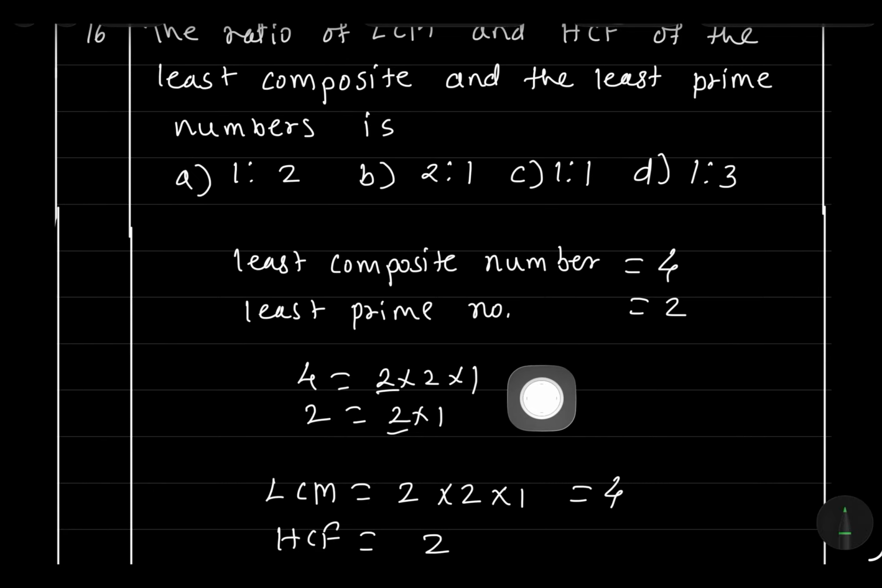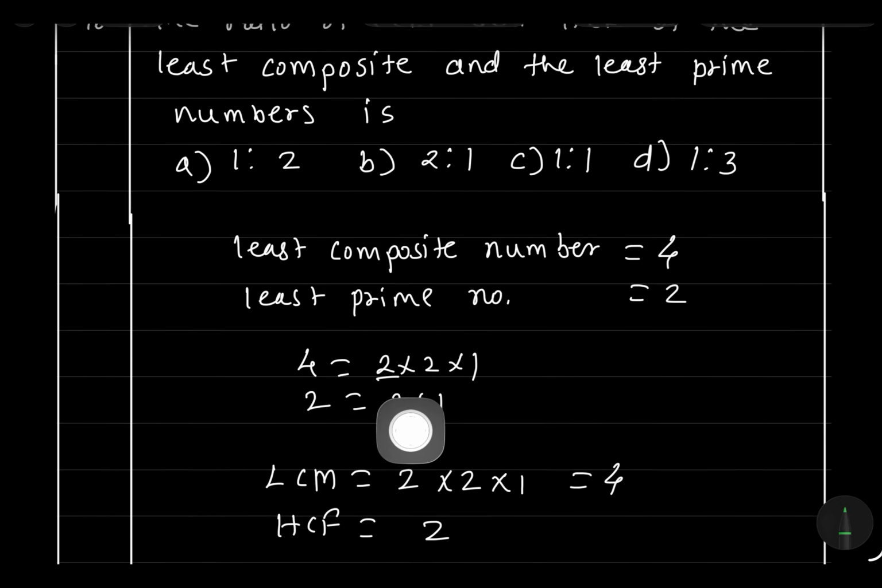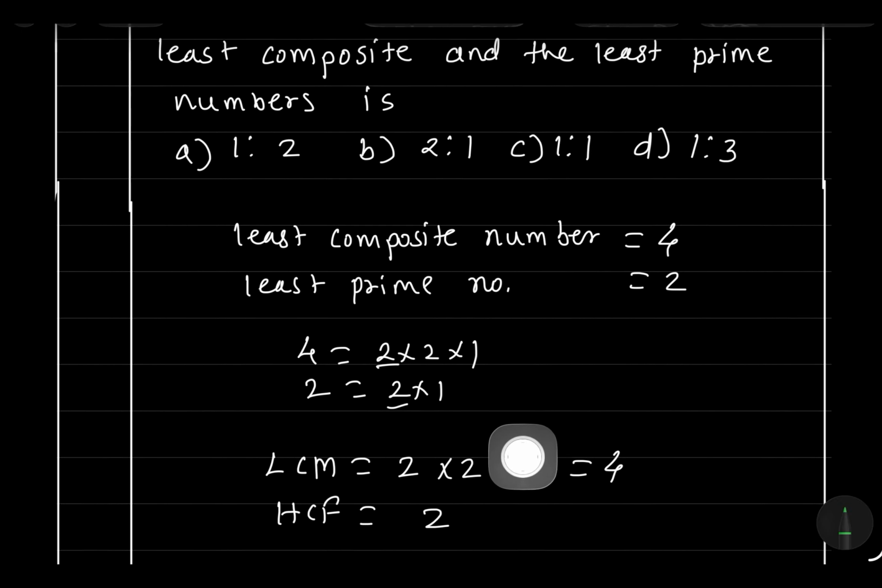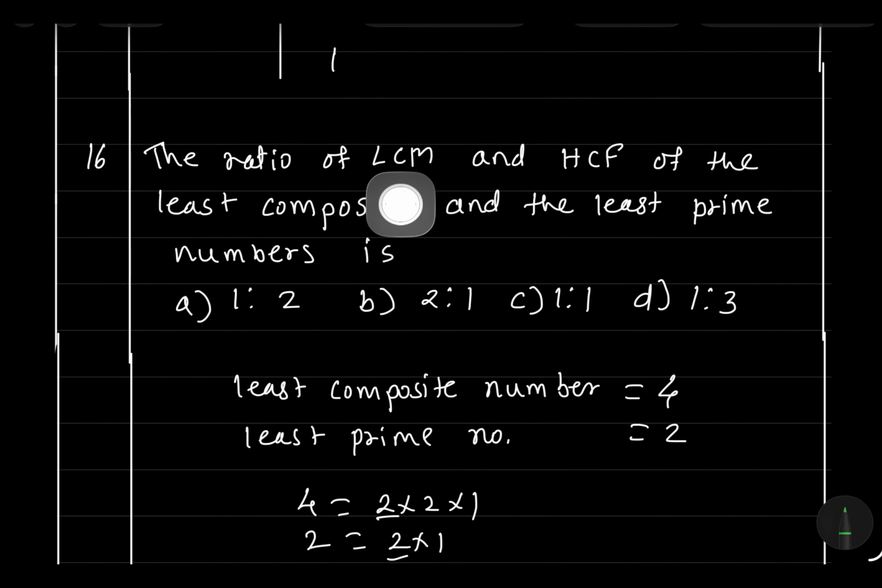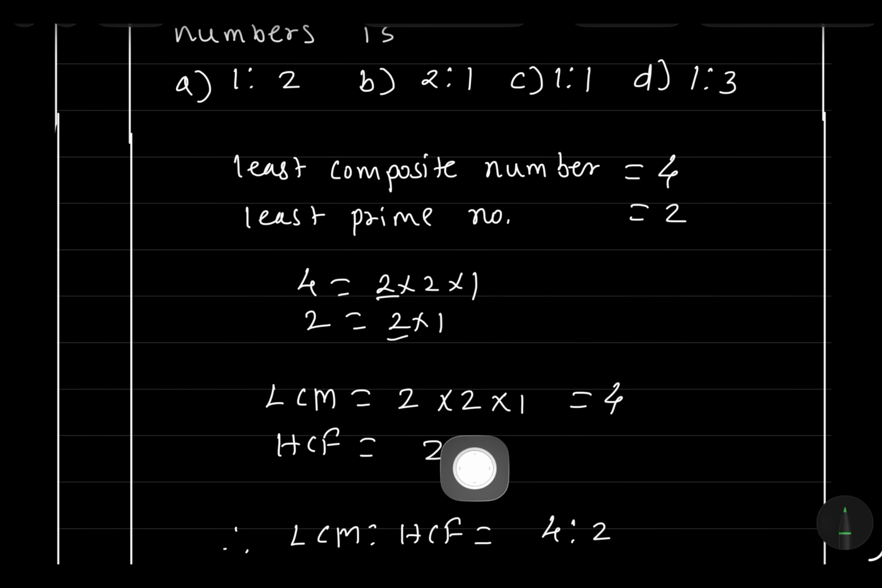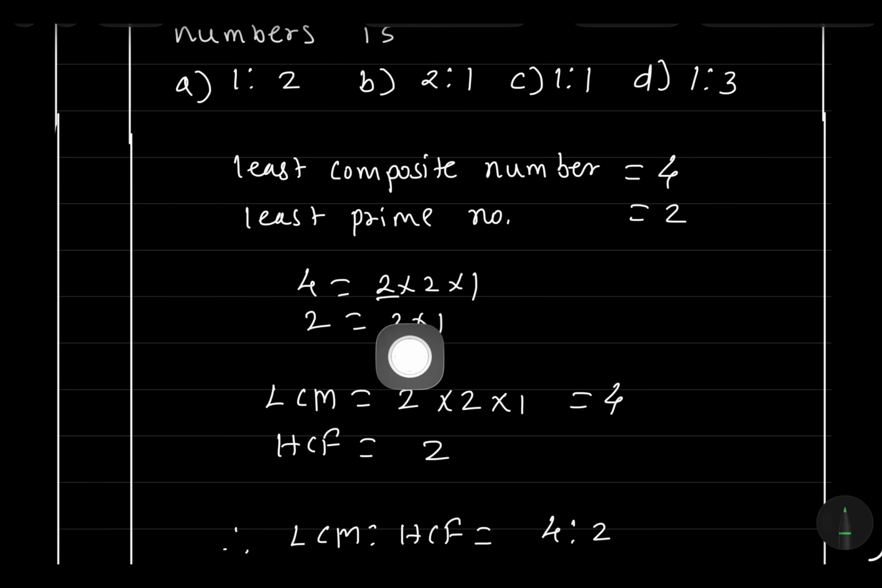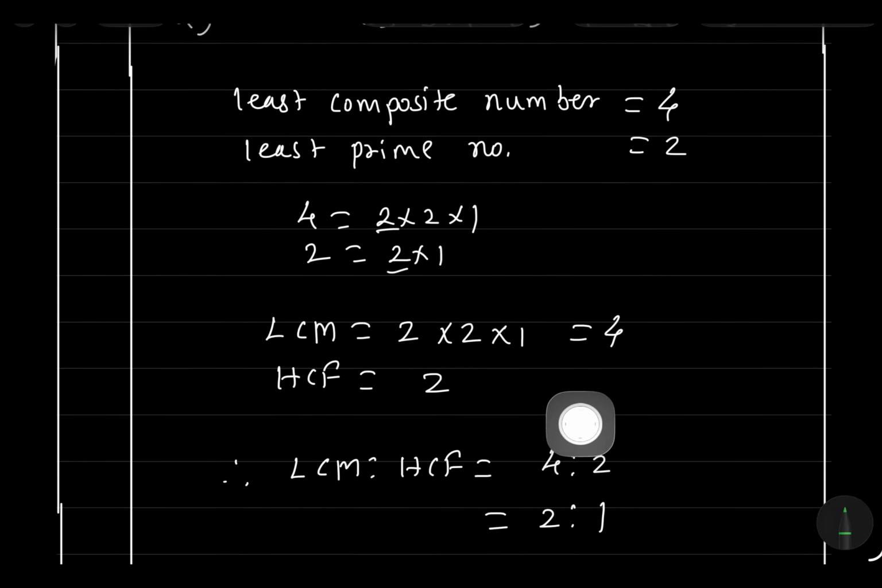So you can factor, very simple: 4 is 2 into 2, and 2 is 2 into 1. So the common factor is 2. We have to find the ratio of LCM to HCF, so LCM is given first, find LCM first, then HCF. LCM is common factors into uncommon. Common is 2 and the remaining factor is 2 into 1, that means 4, and HCF is only the common, so 2. So LCM is 4 and HCF is 2.